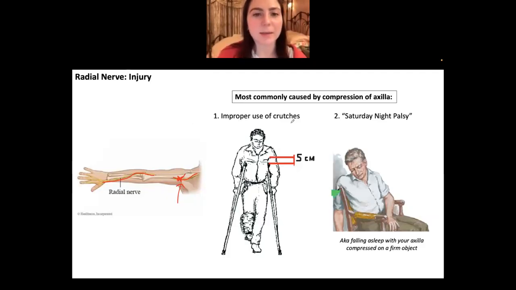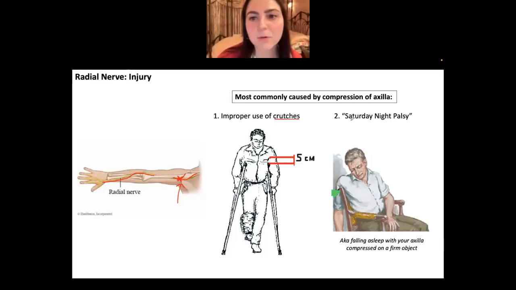So the number one way is improper use of crutches. I don't know if any of you guys have ever used crutches. I've had to use crutches for a while. I tore my ACL, so I was on crutches for a while. And the number one thing my orthopedic surgeon told me was do not sit with your armpits on the crutch. You have to hold yourself up, which your arms get really toned from doing that. But that was the reason why, because if you sit with your arms just on the crutch, you can injure your radial nerve. And that's when you'll get these symptoms of wrist drop, which we'll talk about. So that's the number one.